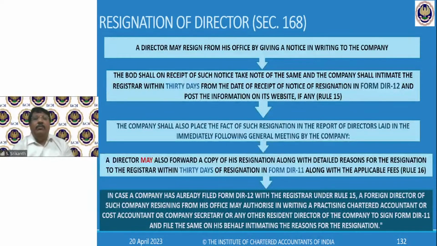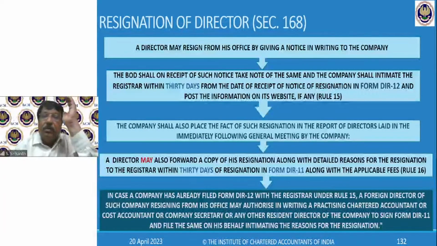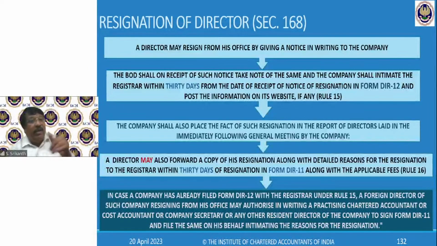Suppose they don't do it, then a director may also forward a copy of his resignation along with detailed reasons for the resignation to the registrar within 30 days of resignation in form DIR 11 along with the applicable fees. Got it? So in case the company does not file, then within 30 days of his date of resignation, he can file form DIR 11, wherein he will enclose the resignation letter and say, with effect from such and such a day, I am resigned.